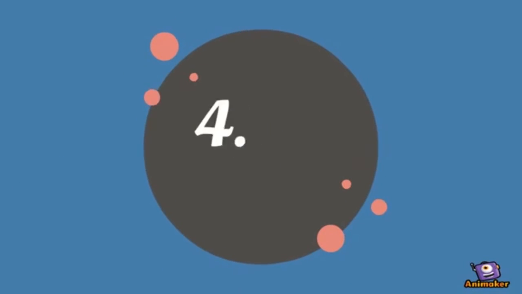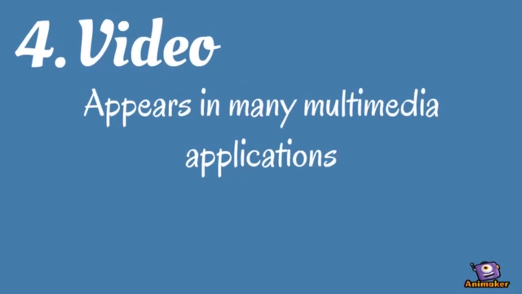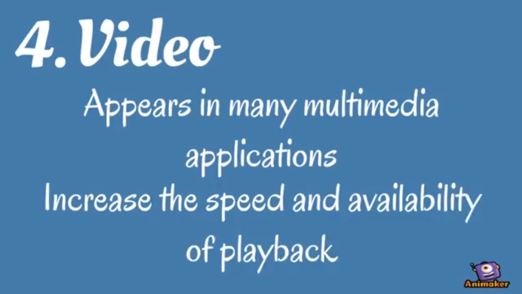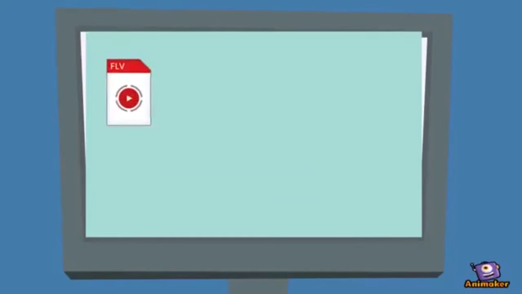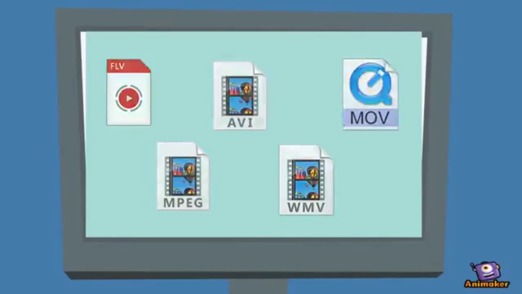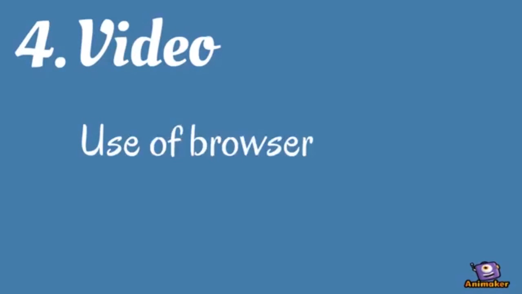The fourth component is video. Video appears in many multimedia applications, particularly on the web. As with audio, websites can stream digital video to increase the speed and the availability of playback. Common digital video formats include Flash, MPEG, AVI, WMV, and QuickTime. Most digital video requires the use of browser plugins to play within web pages, but in many cases, the user's browser will already have the required resources installed.